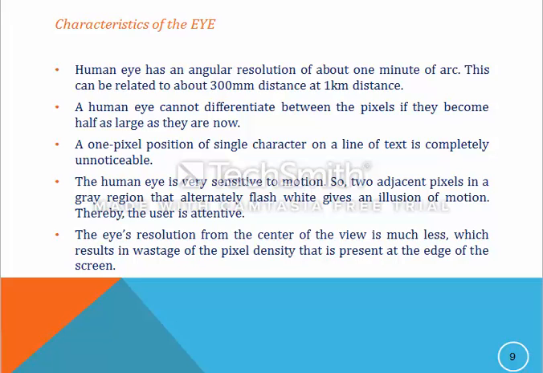The human eye is very sensitive to motion, so two adjacent pixels in a gray region that alternately flash white give an illusion of motion. Thereby, the user becomes more attentive. The eye's resolution away from the center of the view is much less, which results in wastage of the pixel density that is present at the edge of the screen.